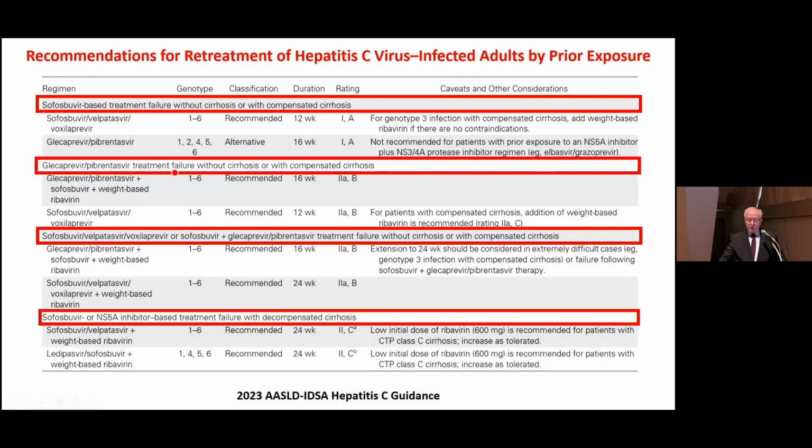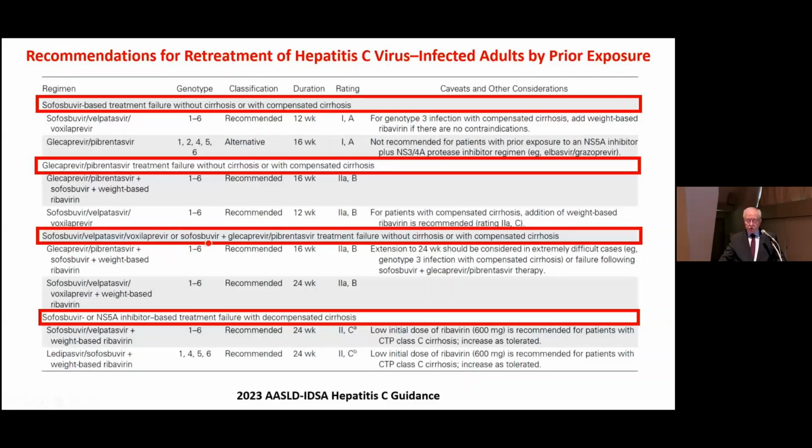Glecaprevir, pibrentasvir treatment failure without cirrhosis or with compensated cirrhosis: glecaprevir, pibrentasvir, we have to add sofosbuvir and weight-based ribavirin, all genotypes, for 16 weeks. Sofosbuvir velpatasvir voxilaprevir, another alternative, can be given pangenotypic for 12 weeks. For patients with compensated cirrhosis, addition of weight-based ribavirin is recommended.